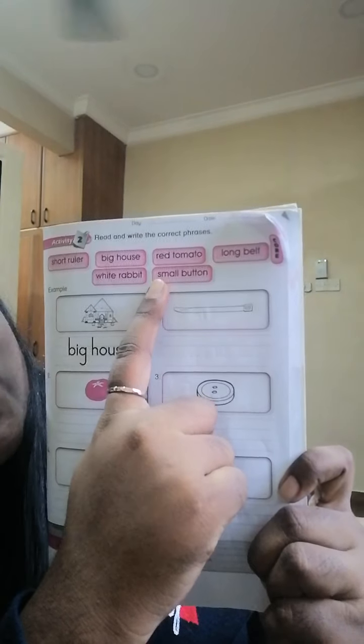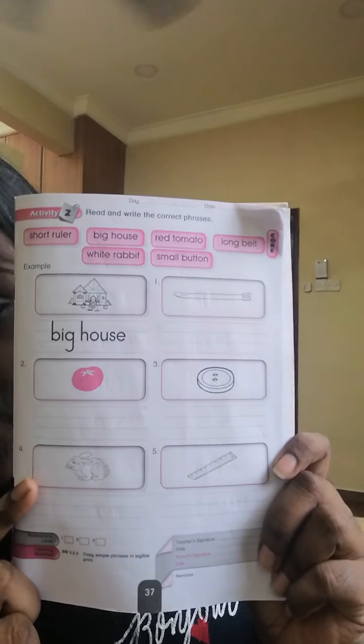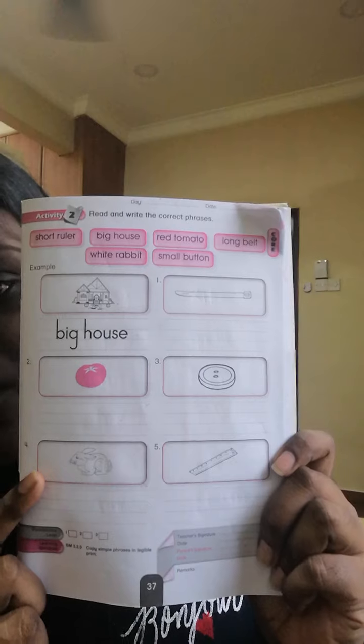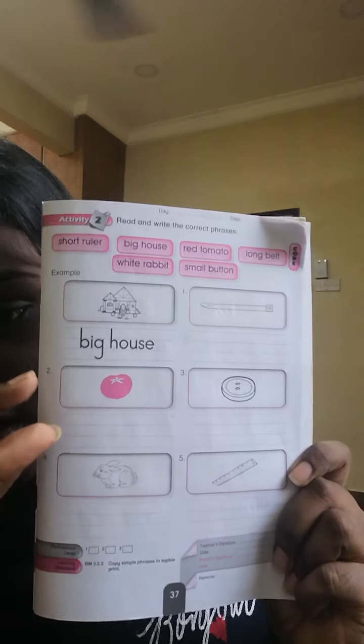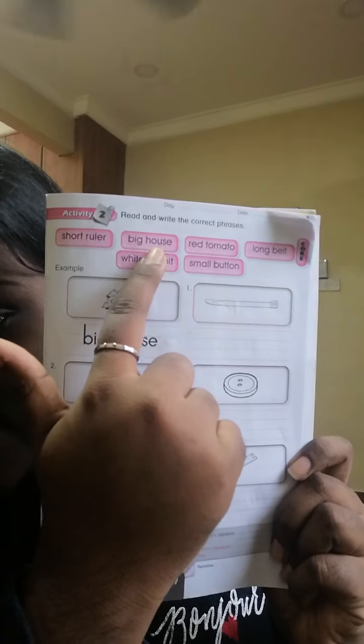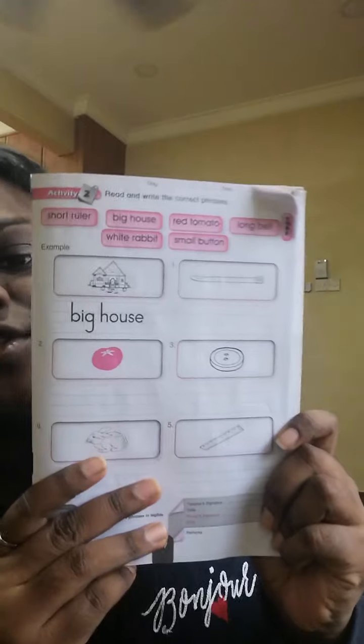And this one is a small button. Button is something that you can find on your shirt, your dress, anything to keep it together, right? So small button. Which picture is a small button? Here. So you just take the phrases and you put it in the right pictures. So that is the first page. Moving on to the next page.